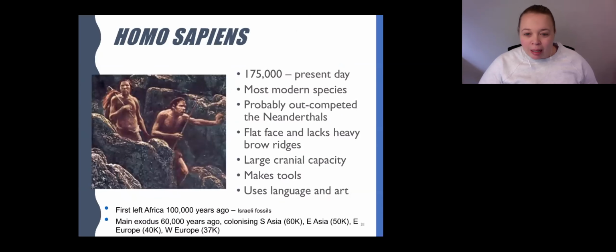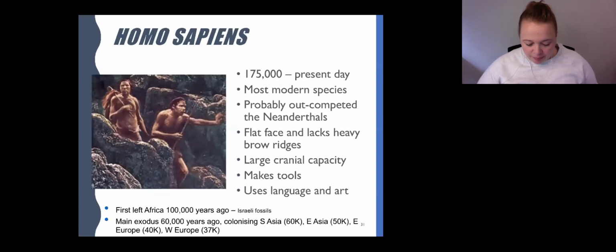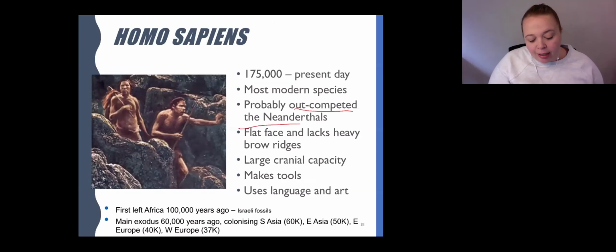So Homo sapiens, the oldest Homo sapiens fossils that we've found are 175 million years ago. Neanderthals were about 200, and these guys here were about 175, depending on who you speak to, 175,000 years ago. Now, the Homo sapiens, very successful. Most modern species, what we think happened is they probably outcompeted the Neanderthals.